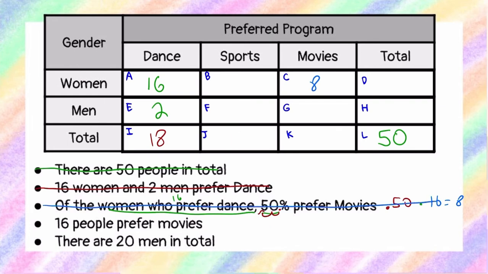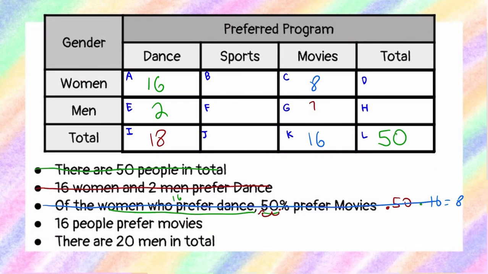Let's look at clue number 4. 16 people prefer movies. Where do you think 16 goes? Which box? It didn't say men or women, so that would be the total. Now I can figure out how many men prefer movies. What do you think goes in box G?